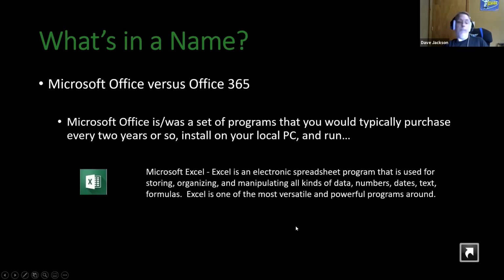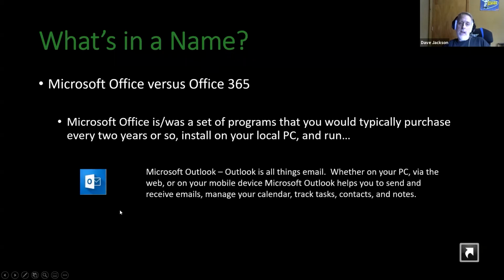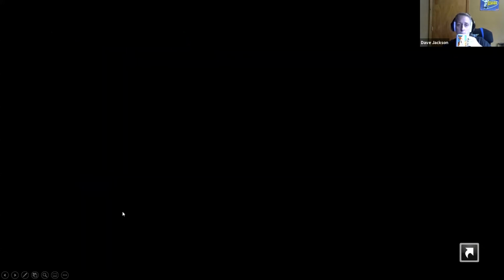Microsoft Excel, the program for crunching numbers. We use it at the school a lot. Actually, it's one of my favorite programs. And then Outlook. So we've got all things email. Outlook can be installed locally on your PC, or you can go out to the web client as well. So there is an option to use it on the web. All things email.